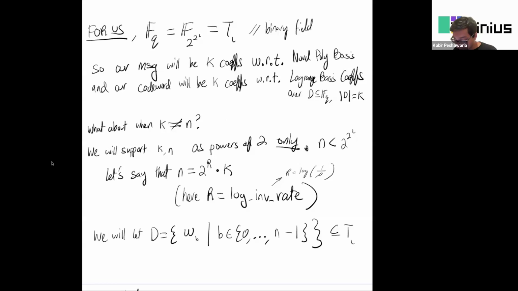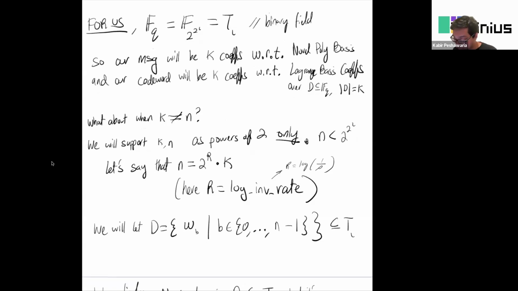Okay, let's say that n is equal to 2 to the capital R times k. And since n and k are both powers of 2 and k is less than n, this is well-defined for capital R being some natural number, 0, 1, 2, 3, 4, etc. Here, capital R is the log inverse rate. You take k over n, and you define that as rho, then capital R is equal to this.